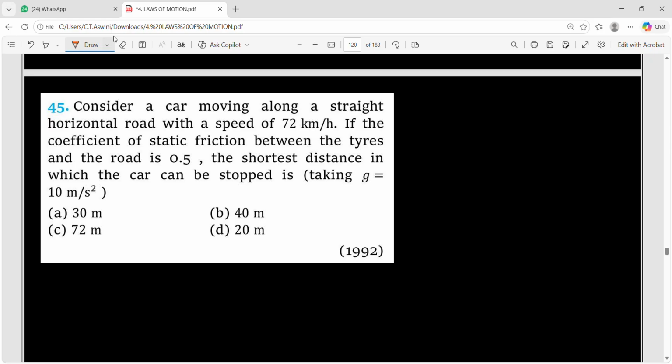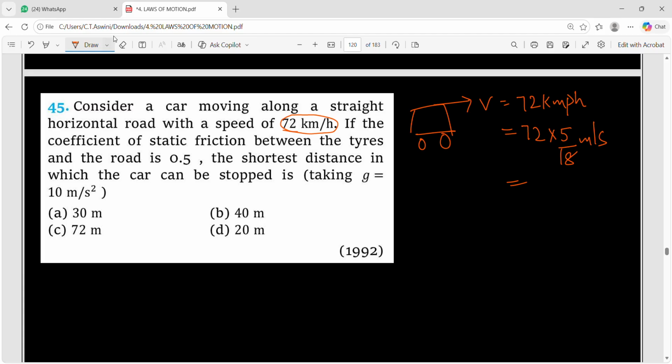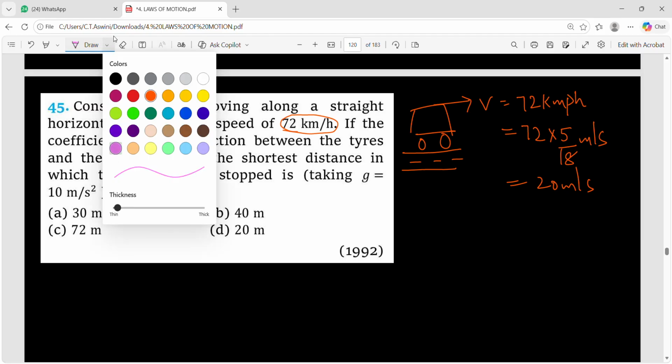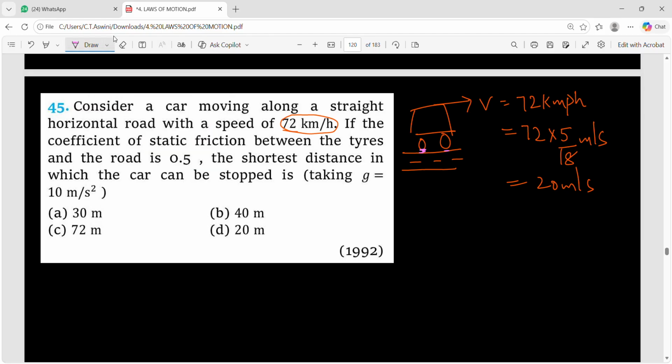Consider a car moving along a straight horizontal road with a speed of 72 kilometers per hour. So the car is moving forward with a speed of 72 kilometers per hour. This is not the SI unit, so just convert it. 1 kilometer per hour is 5 by 18 meter per second. So 18 ones, 18 fours, and 4 fives are 20. So this is 20 meter per second. If the coefficient of static friction between the tires and the road, see this is a road, so the coefficient of friction is 0.5.